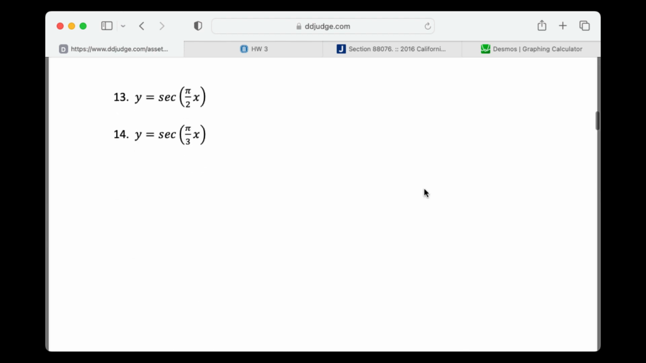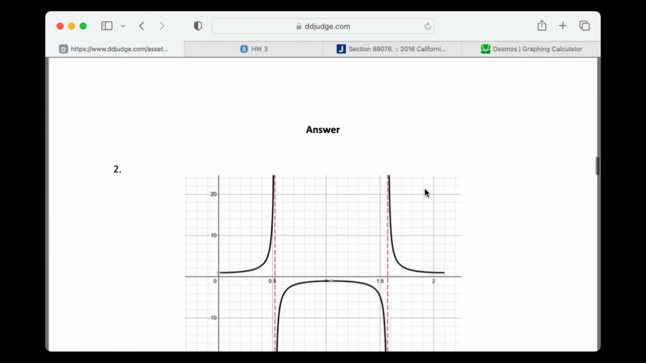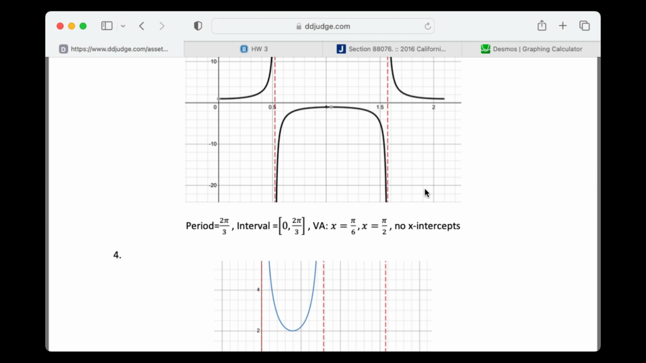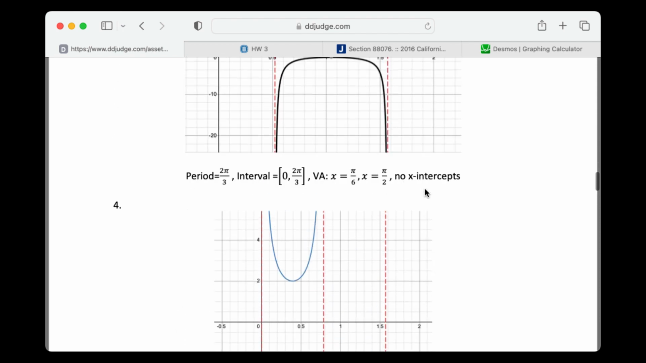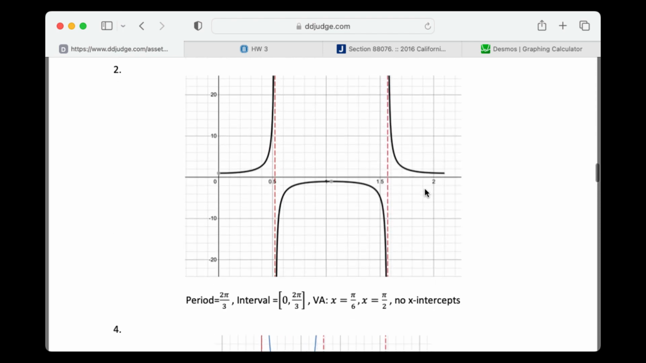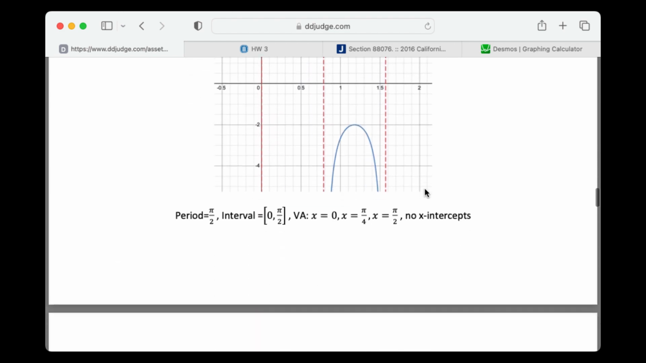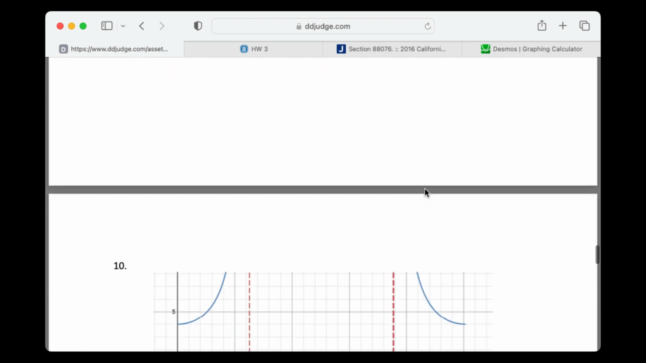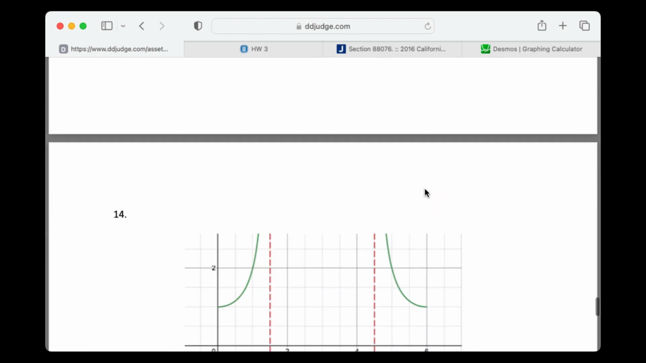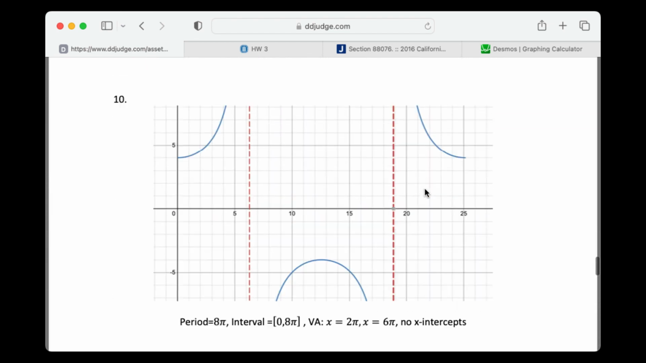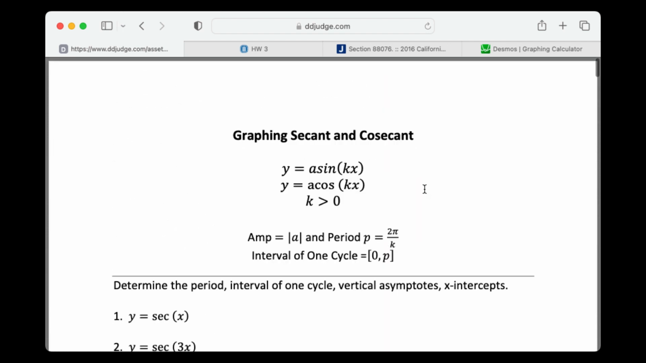And ladies and gentlemen, yes, you have the solutions for the what? The evens so far. And this is the kind of stuff that you want to look at. Period, interval of one cycle, vertical asymptotes. There are no x-intercepts here. But these are the solutions for the evens. And I'll work on getting you the odds as well. So maybe you can start on the evens first.